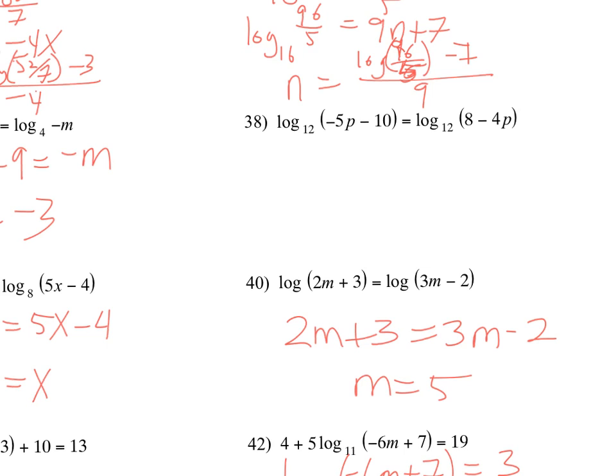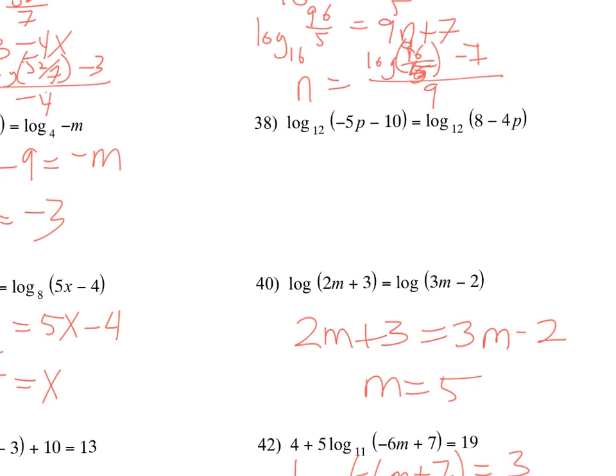For number 38, I see that I've got a log on both sides that has the same base, and there's nothing else in this problem. When this happens, what I can do is say that we've got log of something equals the same log of something. That means the insides have to be equal. So negative 5p minus 10 is equal to 8 minus 4p. I'm going to add 5p to both sides, and I'm going to subtract 8 from both sides, and I get that p is equal to negative 18.